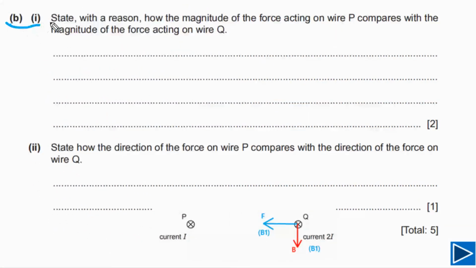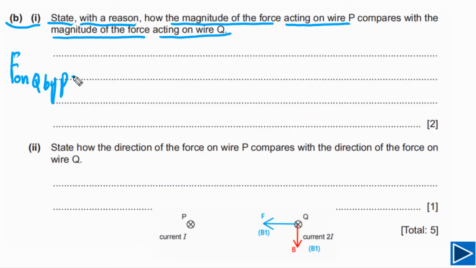For part B1, we need to state with a reason how the magnitude of the force acting on wire P compares with the magnitude of the force acting on wire Q. First of all, let's try to find out the force on Q by P. Simply you can say the force on Q due to P, force is equal to B external times I times L. In this case, the external field is due to wire P, so we can say this is BP. I is the current in wire Q and L is the length of wire Q.